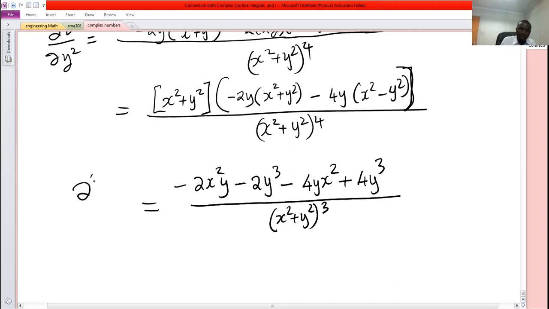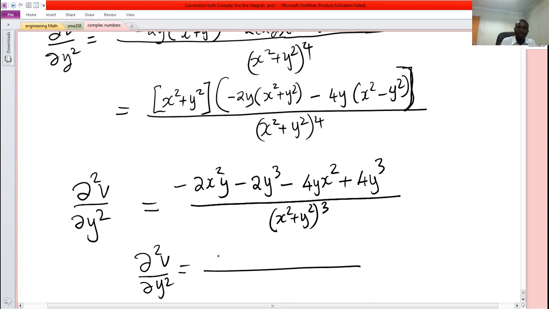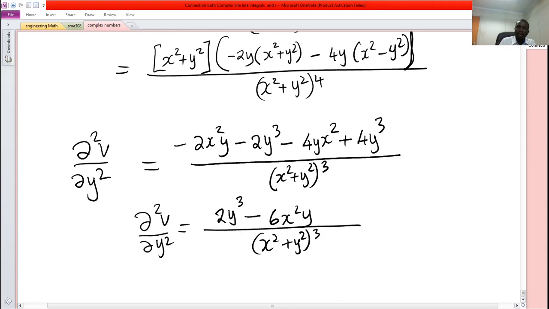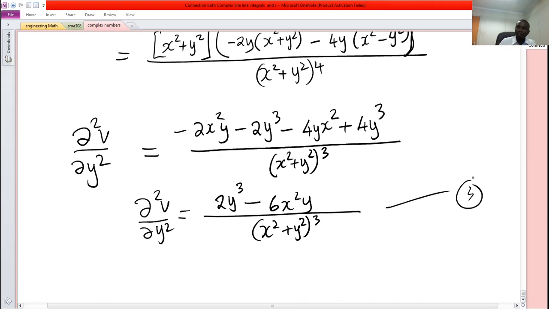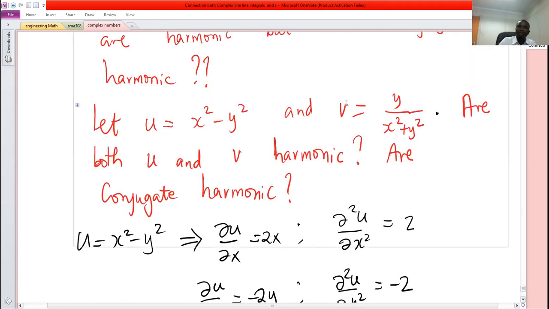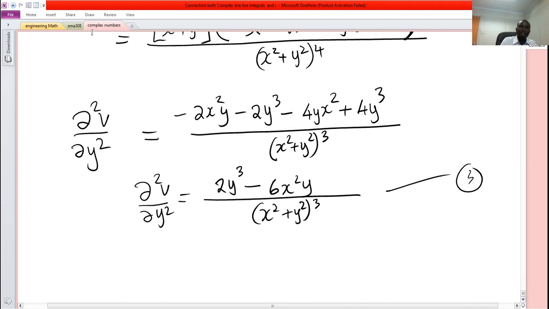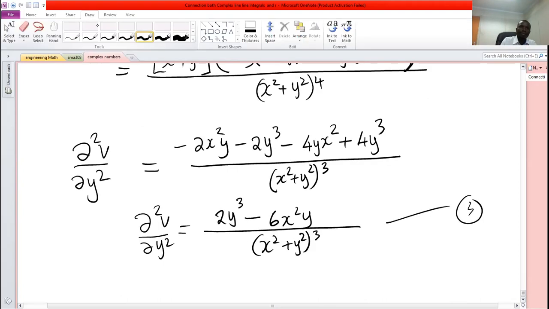So this is my partial squared v partial y squared, which can be reduced to, so this y cubed and this y cubed will give me 2y cubed, and then minus 6 x squared y, over x squared plus y squared to the power 3. Let me label this 1.